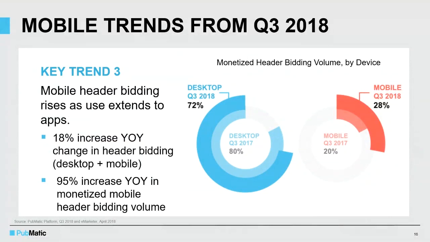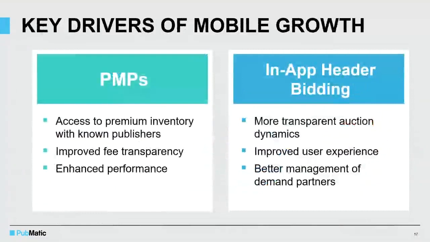Next slide, please. So this has been a good look at what's been driving growth so far. So what do we see driving growth right now? There's two areas I want to call out. One is PMPs, or private marketplaces. And I think there are generic reasons why PMPs are driving growth in app, and there's also mobile-specific reasons.